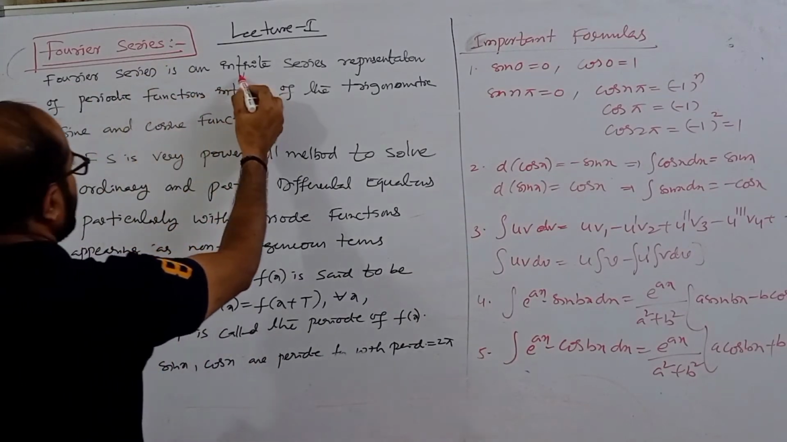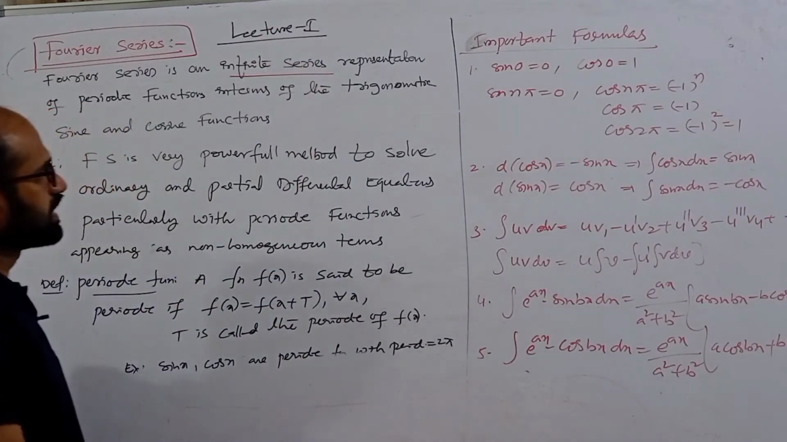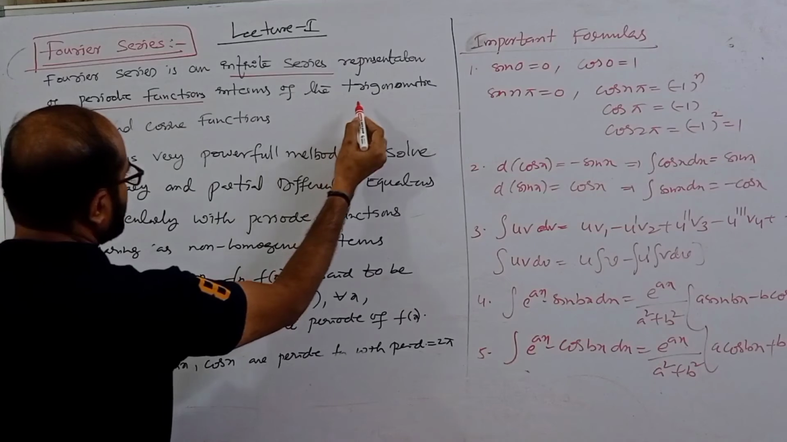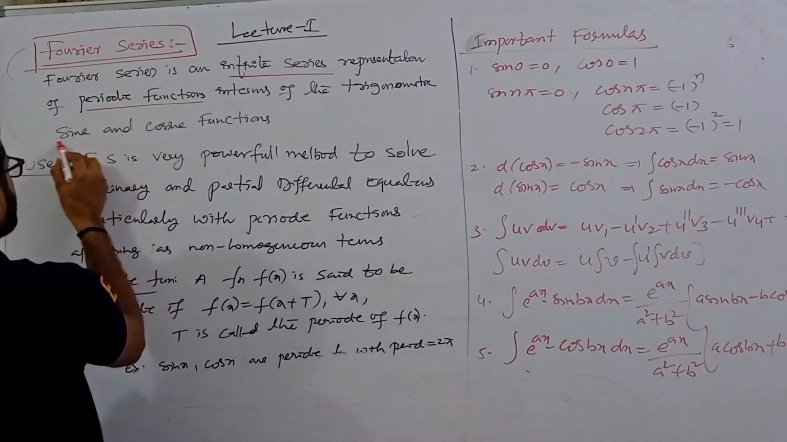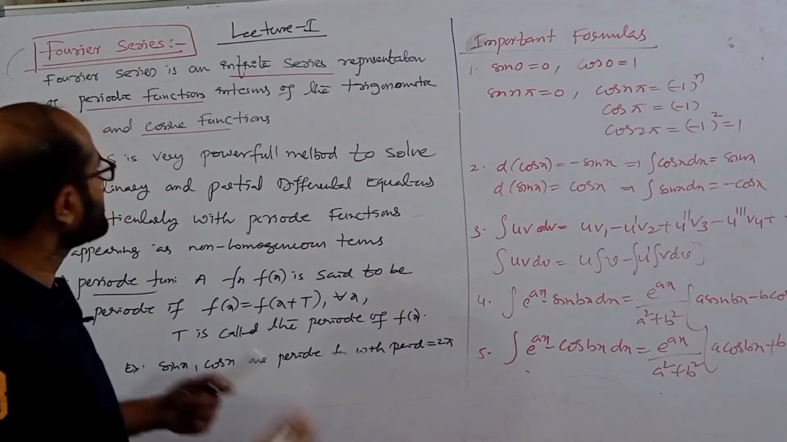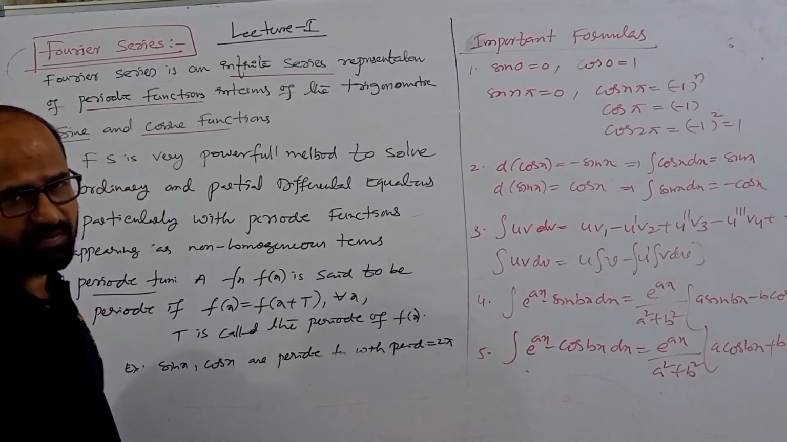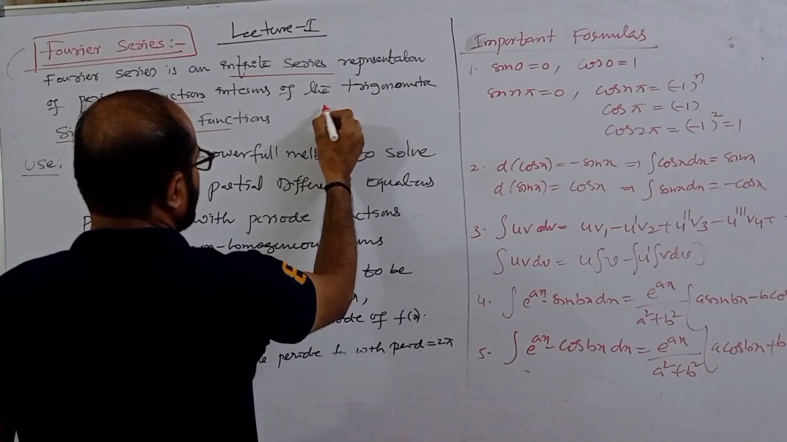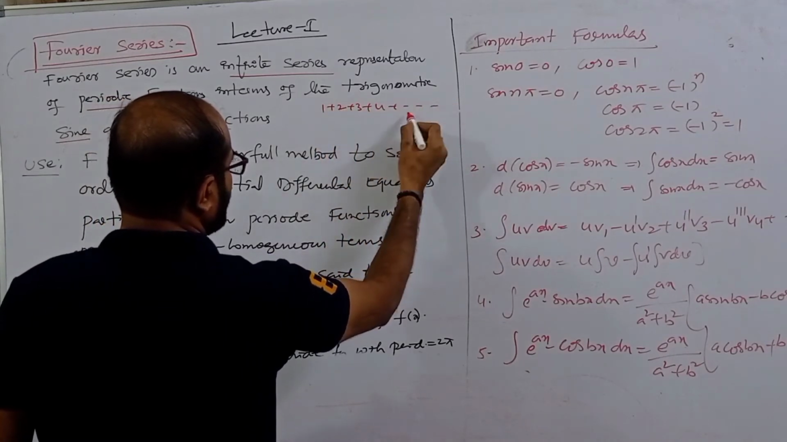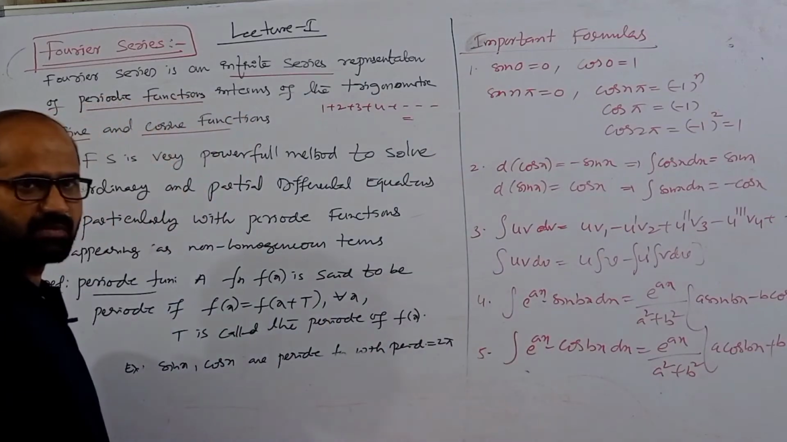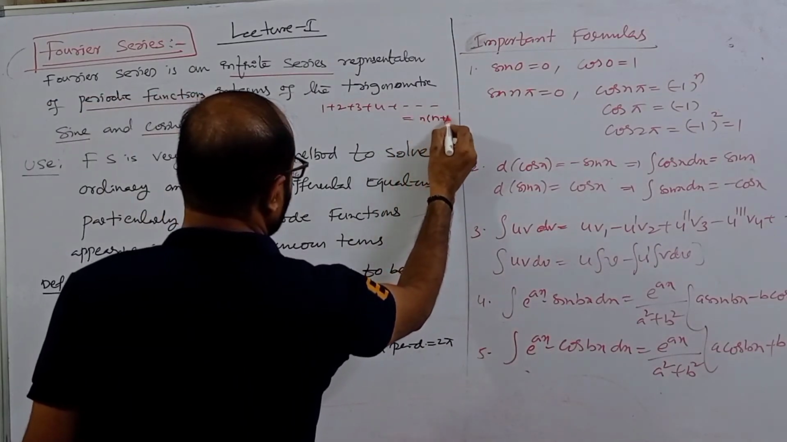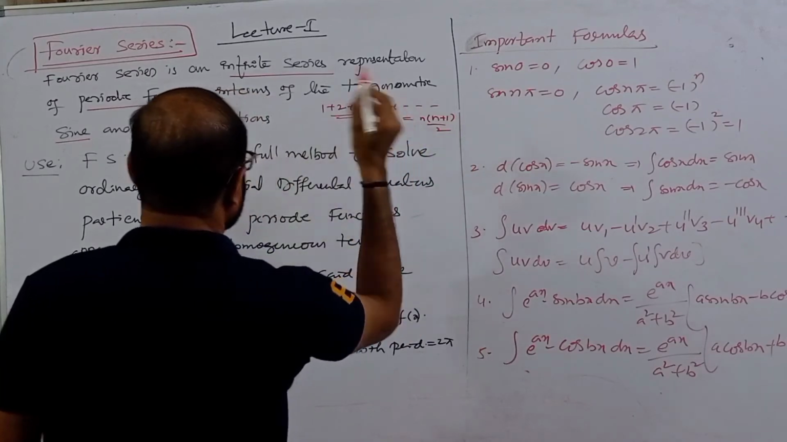Fourier series is an infinite series representation of periodic functions in terms of the trigonometric sine and cosine functions. Fourier series is an infinite series. You know the sequence and series. See, for example, 1 plus 2 plus 3 plus 4 plus so on. So what is this? Sum of the first n natural numbers. You can write n into n plus 1 by 2. Right? n into n plus 1 by 2. So this is a series, an infinite series.